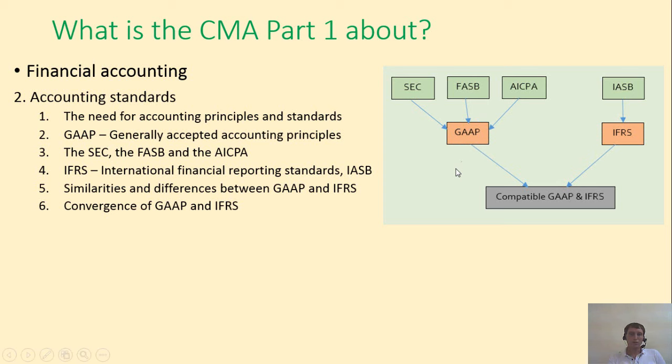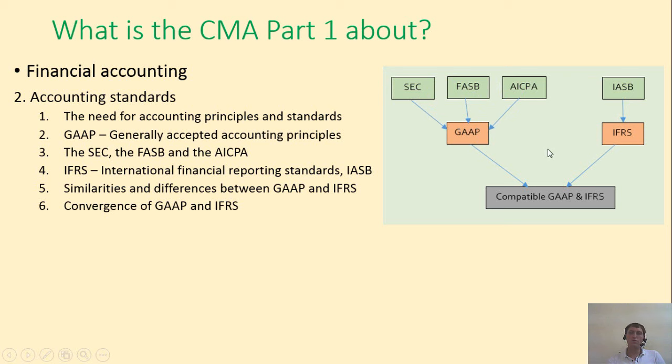I'm going to talk about the set of standards and the role of different organizations, including the Securities and Exchange Commission, the FASB, that's the Federal Accounting Standards Board, and the AICPA, or the American Institute of Certified Public Accountants. We're going to talk about these organizations' role in the production of American Accounting Standards, or GAAP.